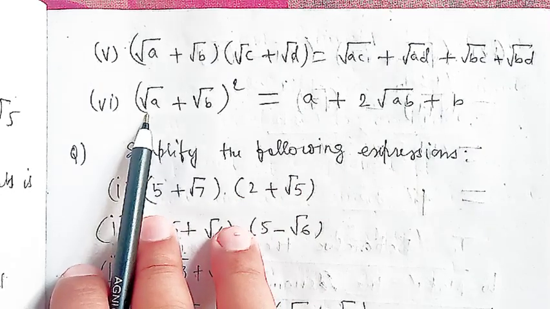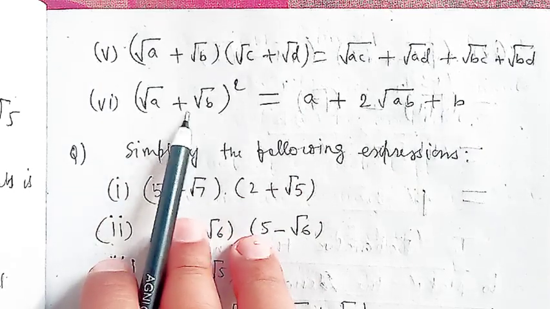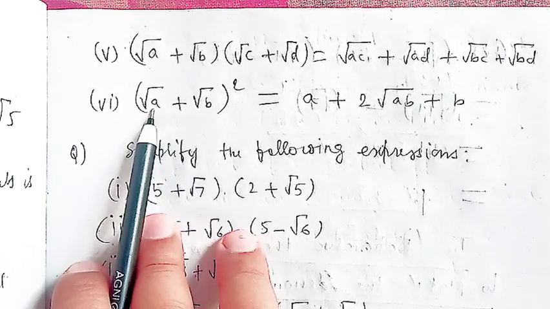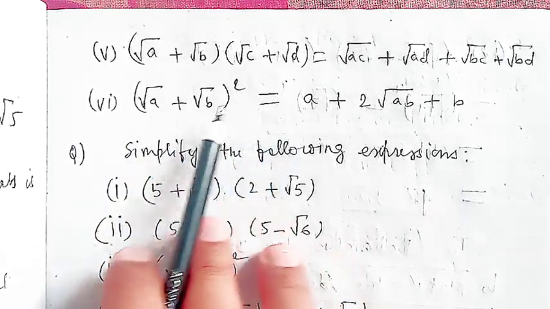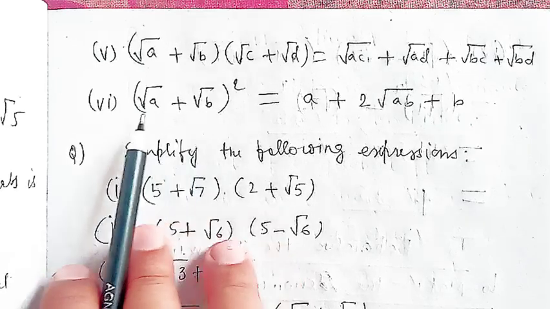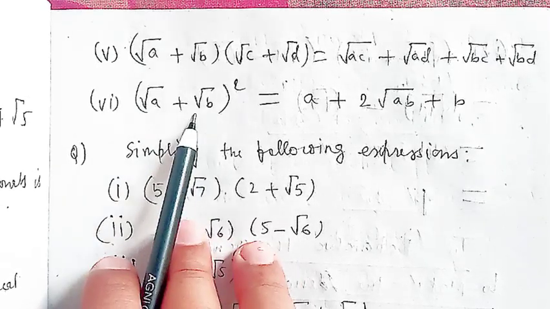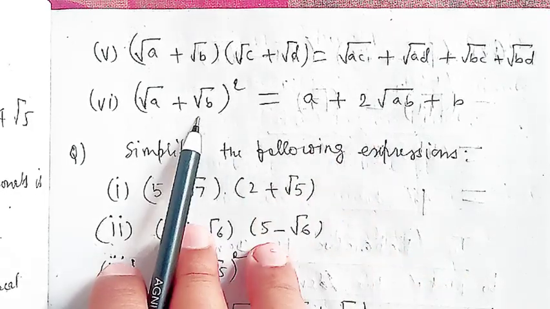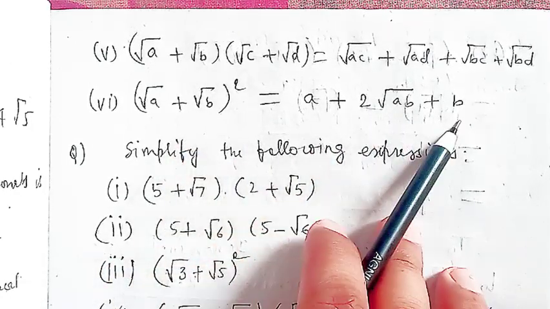Now the square of root a plus root b. Let this be x, this be y. (x plus y) whole square: x square, root a square is a, plus 2xy, 2 into root a into root b can be written as 2 into square root of ab. Plus y square, root b square is b.